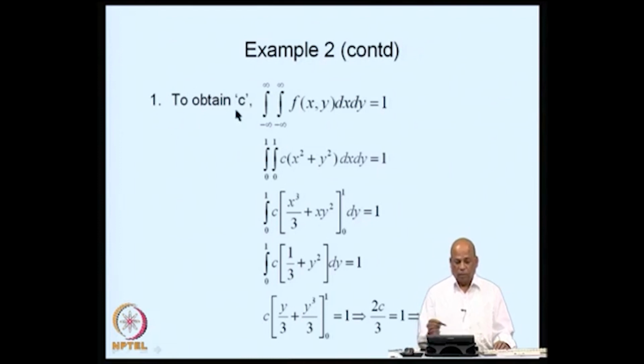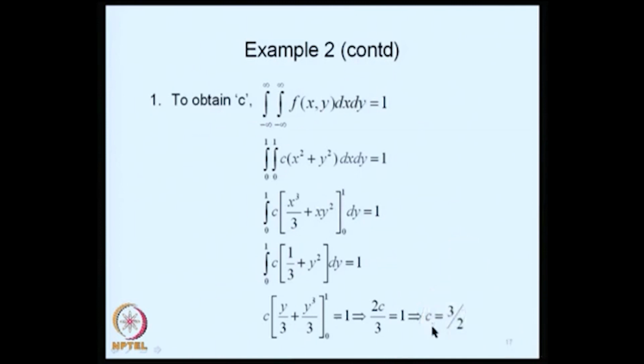So, first we will obtain c. We simply use the definition of the joint PDF. The double integral of f(x, y) dx dy from minus infinity to infinity must be equal to 1, which means the total volume under the surface must be equal to 1. It is a fairly straightforward integration, so I will not go into the details of this. You get c equal to 3/2. Once you get the constant c, you have completely defined the joint PDF.